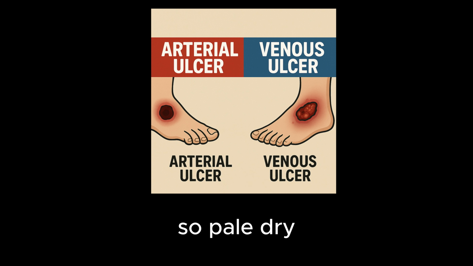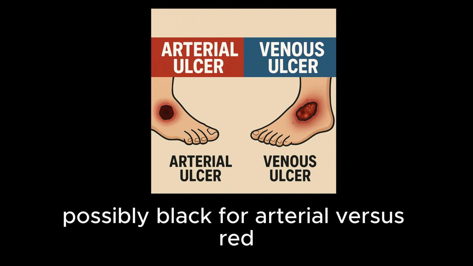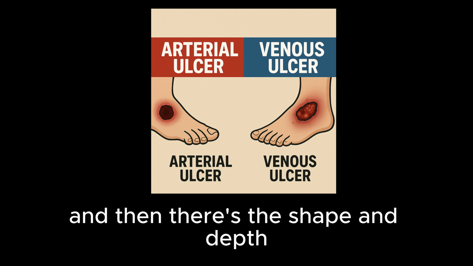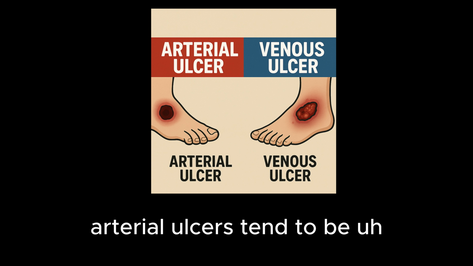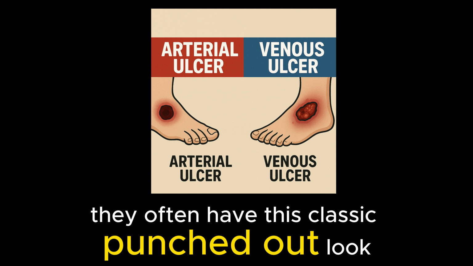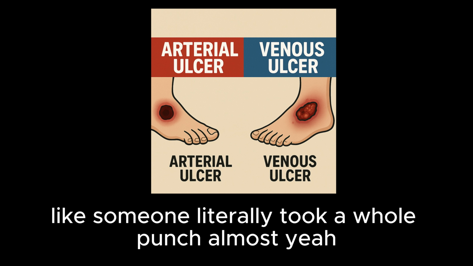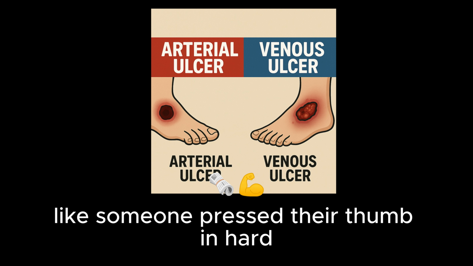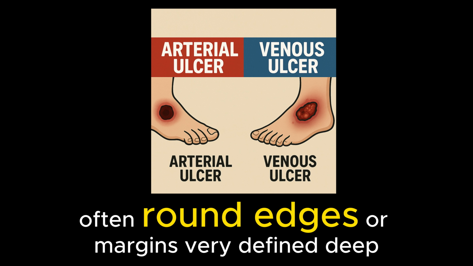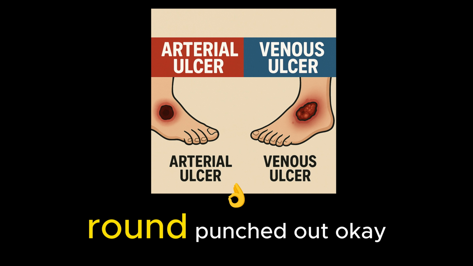Wow. Okay, so pale, dry, possibly black for arterial versus red, swollen, and often brown stained for venous. Very different visual. Absolutely. And then there's the shape and depth. Oh, right. Arterial ulcers tend to be quite deep. They often have this classic punched out look. Punched out, like someone literally took a hole punch. Almost, yeah. Like someone pressed their thumb in hard. It gives them these really distinct, noticeable, often round edges or margins. Very defined. Deep, round, punched out.